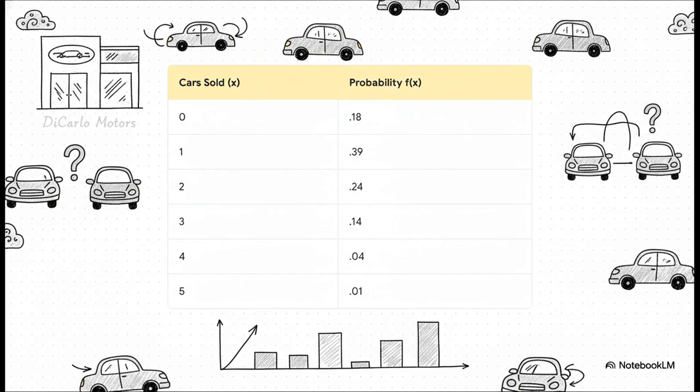So let's head back to our car dealership, which the source calls DeCarlo Motors. They've looked at their past data, and they've figured out the probability for each number of cars they might sell on any given day. So, for example, there's a 0.18 or an 18% chance they sell 0 cars. There's a 39% chance they sell 1 car, and you get the idea.